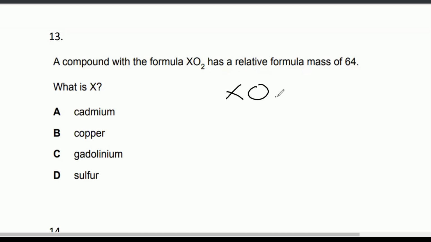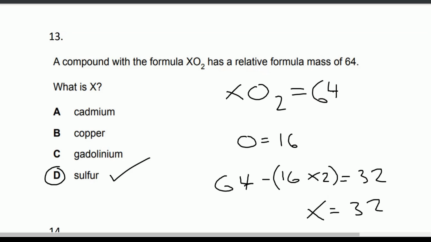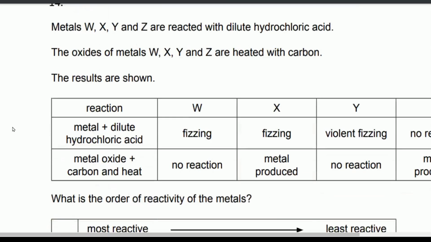Question 13. A compound has the formula XO2. It has a relative mass of 64. What is X? Well, we know that oxygen is 16, each oxygen atom, and there's two oxygens. So the total of oxygen is 32. So what must X be? 64 minus 16 times 2, X is 32. And if you look up in the periodic table, you'll find that that is sulfur, which has an atomic mass of 32.